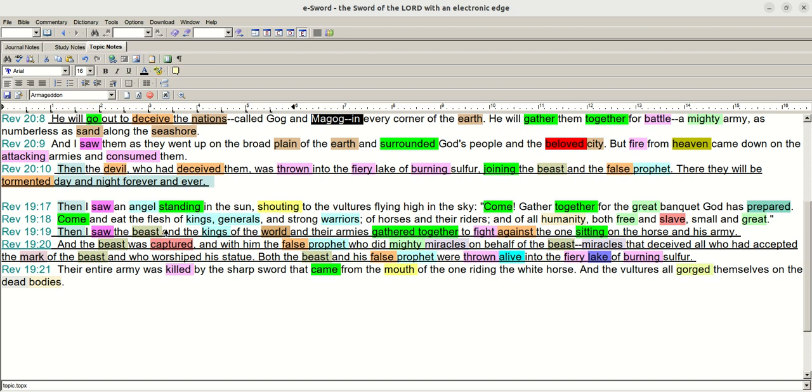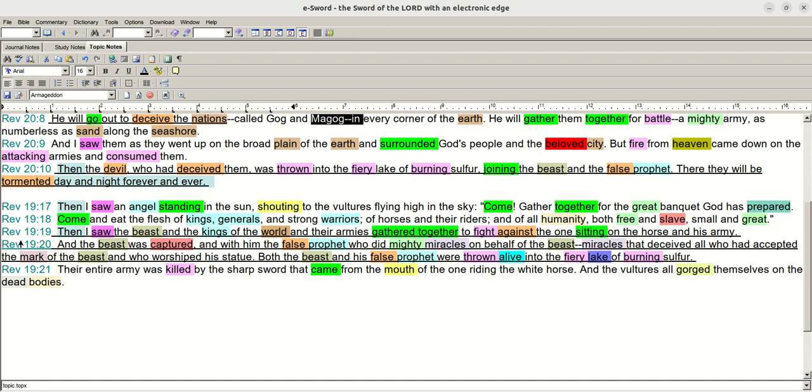Well, as we already saw, at the end of Revelation 16, it says the beast was thrown into the lake of fire, along with the false prophet. So the beast was captured, and with him the false prophet, who did mighty miracles on behalf of the beast, miracles that deceived all who had accepted the mark of the beast and who worshiped the statue. Both the beast and the false prophet were thrown alive into the fiery lake of burning sulfur.